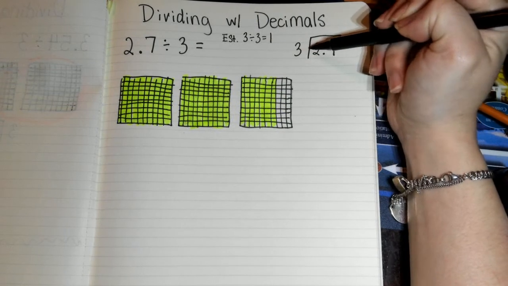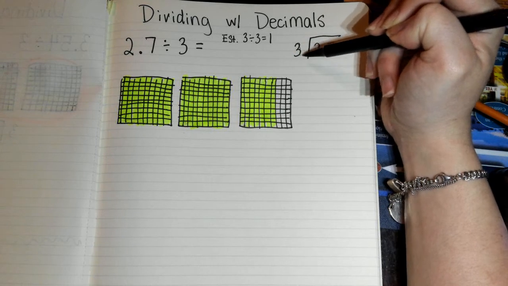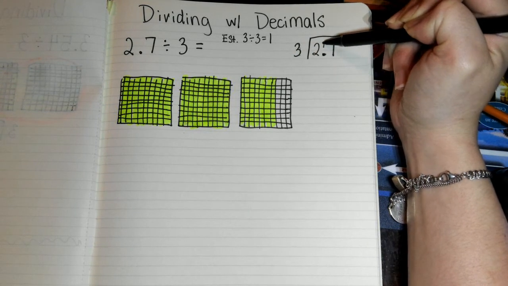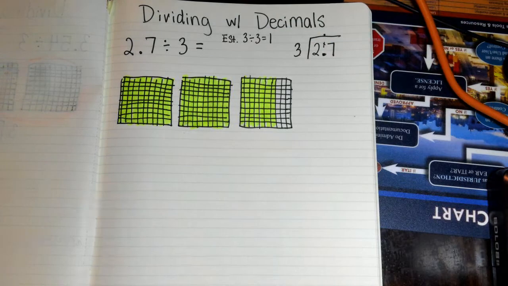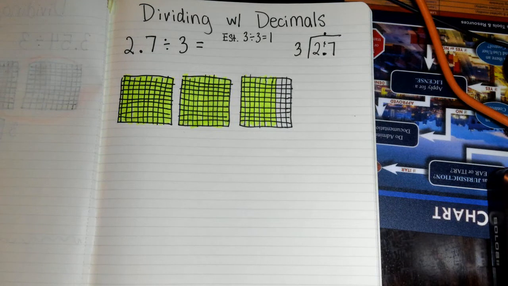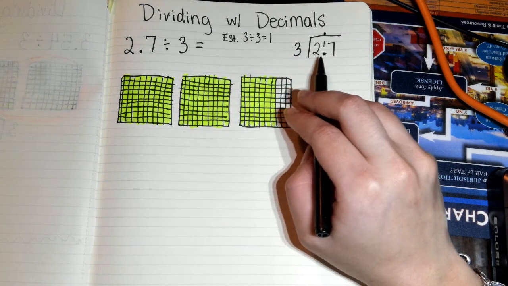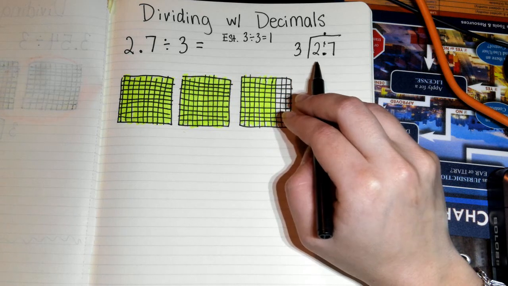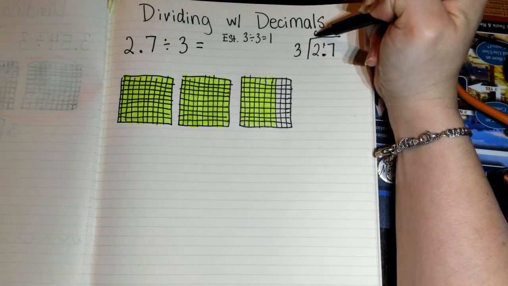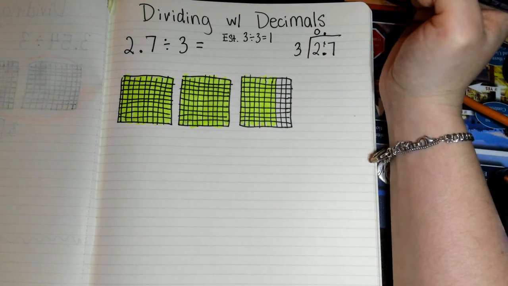So when your divisor, the number on the outside, doesn't have a decimal in it, that means you can take the decimal in your dividend and just drag it straight up into your quotient. So, 3, can 3 go into 2? No. 3 can't go into 2, so I put a 0 here. 3 can go into 2 0 times, pretty much.